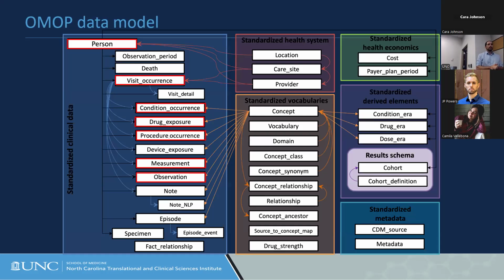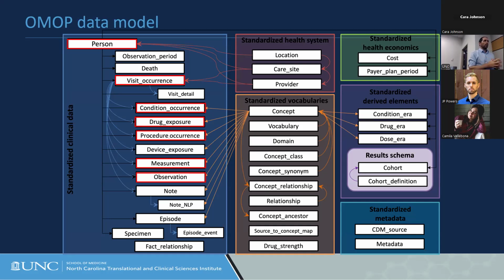So this is the entire OMOP data model. It is broken into some different domains. That entire standardized vocabulary portion, those are all the tables that just handle the OMOP vocabulary piece. And then there are some other standardized pieces, so from a pharma and health economics perspective, there's the standardized health economics.